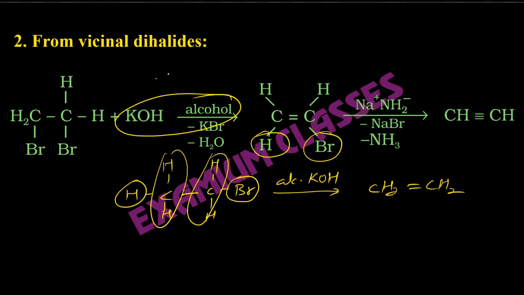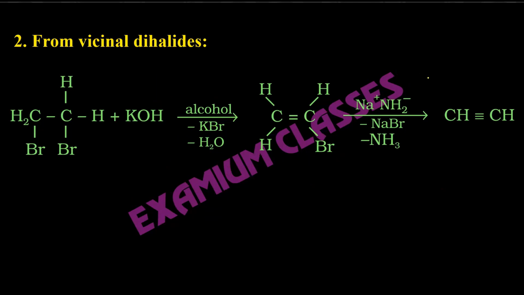However, both the steps are dehydrohalogenation. So from vicinal dihalide, it happens in two steps. In the first step, for dehydrohalogenation, we can use alcoholic KOH. In the second step, for dehydrohalogenation, we have to use NaNH2. Write this reaction, memorize. Having said so, in a few guides, it is written only alcoholic KOH to show that you get ethyne, which is not correct.